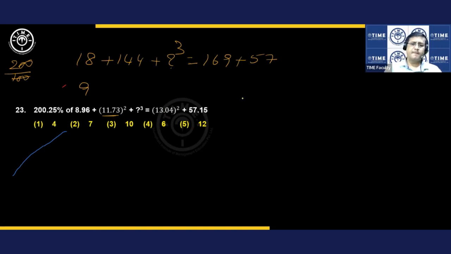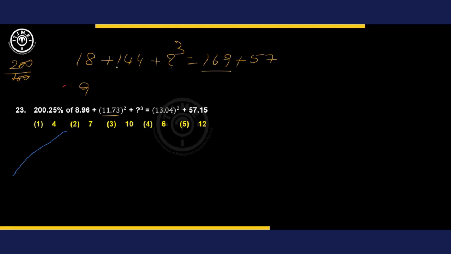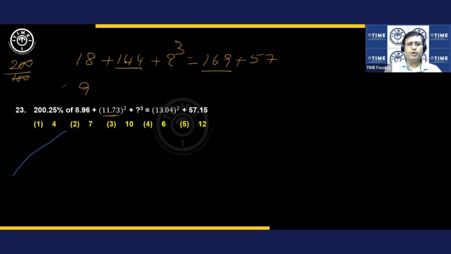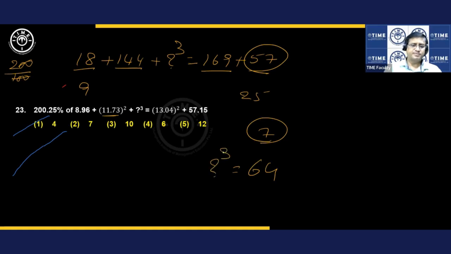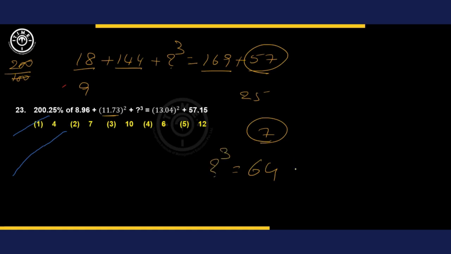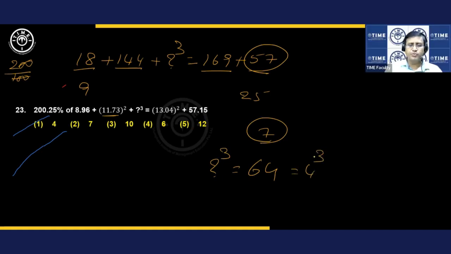Now simplify this. 169 minus 144, that is 25. 25 minus 18, 7. 7 plus 57, that is 64. 64 is equal to question mark cube. 4, sir. Yes, 4 cube is equal to 64. So the right choice is option number 1. The value of the question mark is 4. First choice is the right answer.